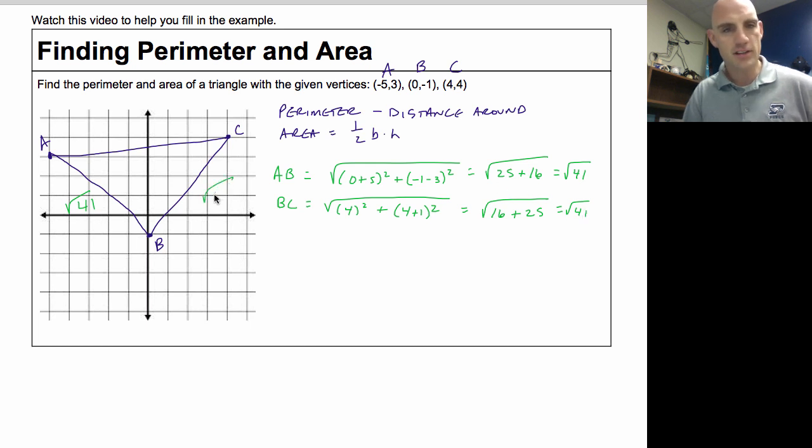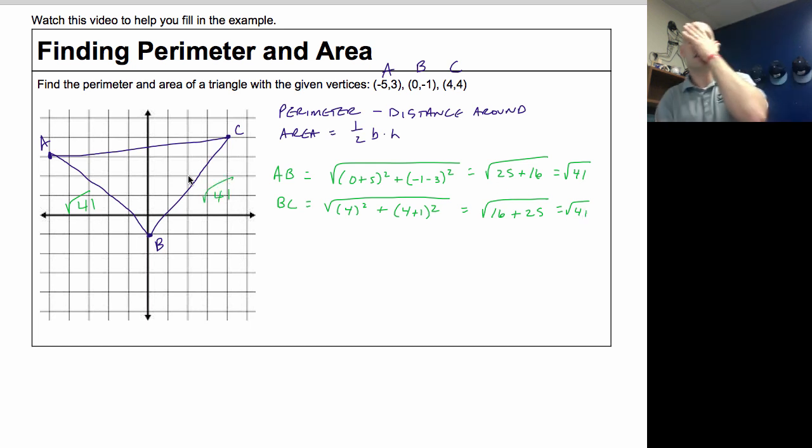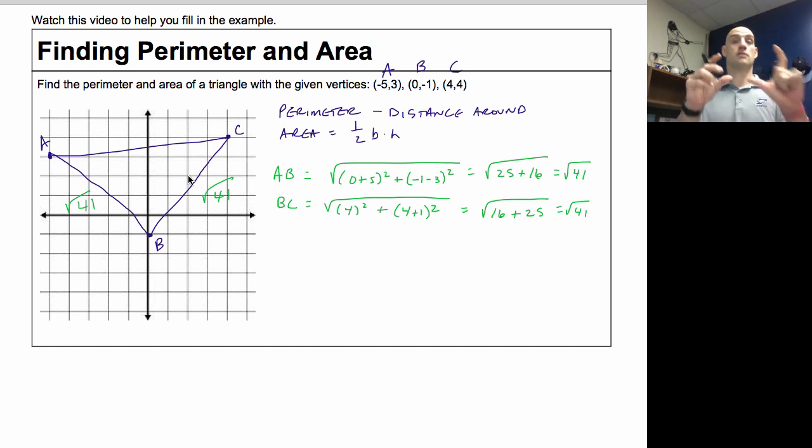And so at the very least, I know these two sides are congruent. So congruent means they're the same size, same shape. So these two sides are congruent. They have the same length. They're equidistant. That doesn't necessarily make it a right triangle, but that's pretty cool because it's isosceles.